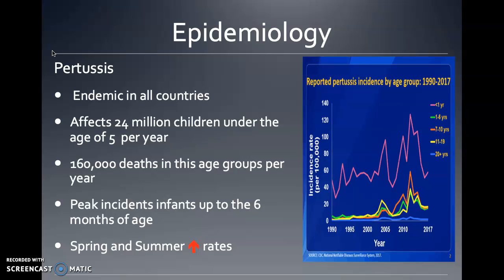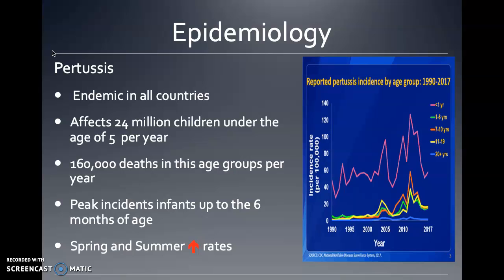Endemic in all countries, it affects 24 million children under the age of 5 per year, with 160,000 deaths in this age group, and peak incidence in infants up to 6 months of age. In spring and summer, the infection rate increases.